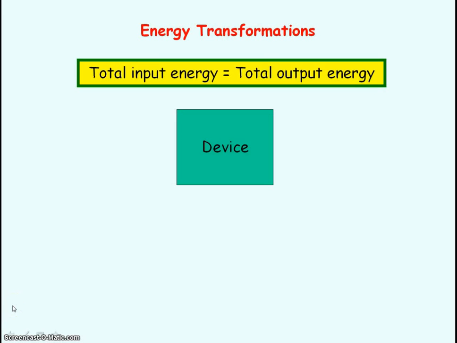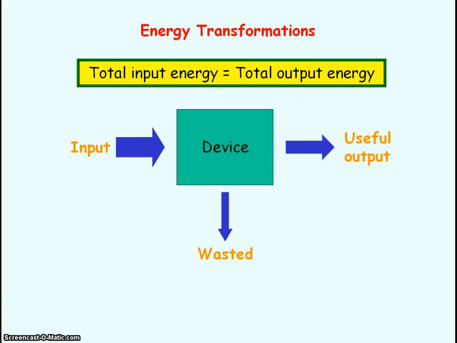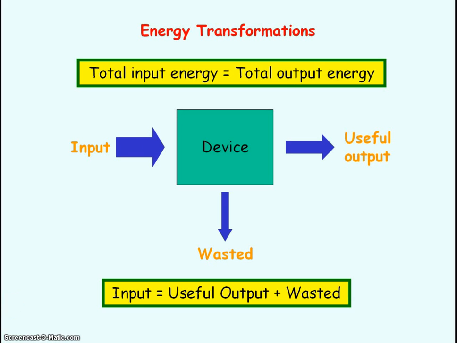When energy is transformed, converted, transferred, then the total input energy must equal the total output energy. And the output energy can be useful, but it can also be wasted. And so we can say the input energy must equal the useful output energy plus the wasted energy.